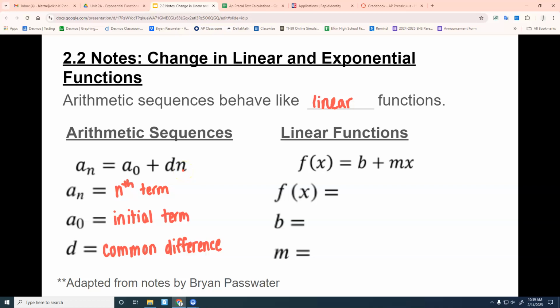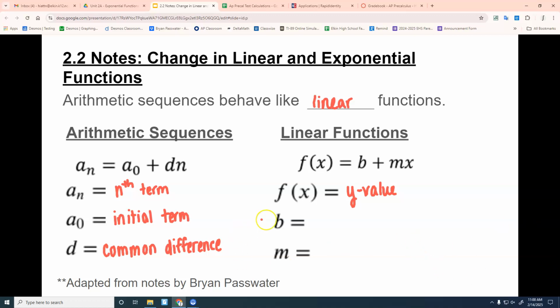A linear function is going to be very similar. The pieces are going to kind of line up. Whenever we're finding f of x, that's sort of like a general term that is going to be giving us the y value when x equals whatever number you've got.